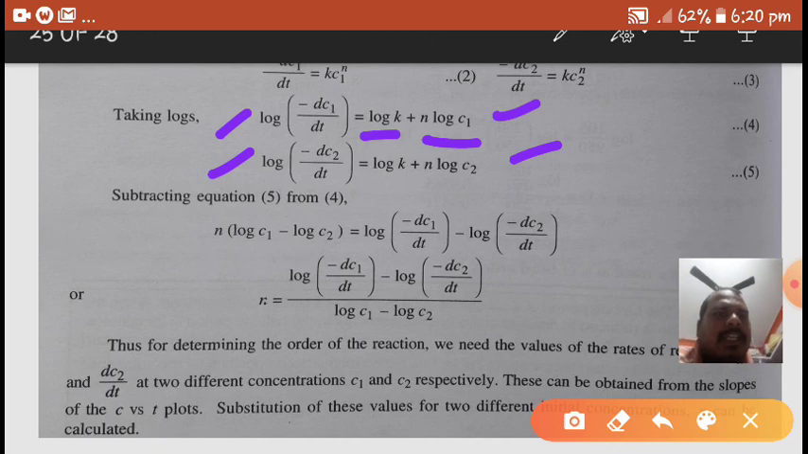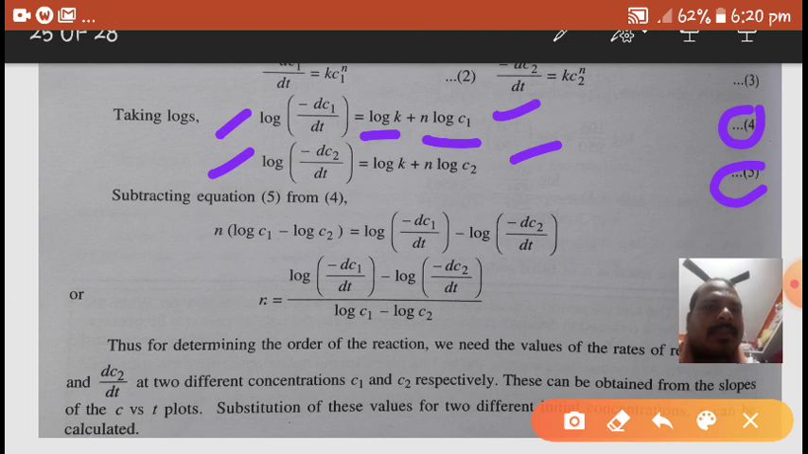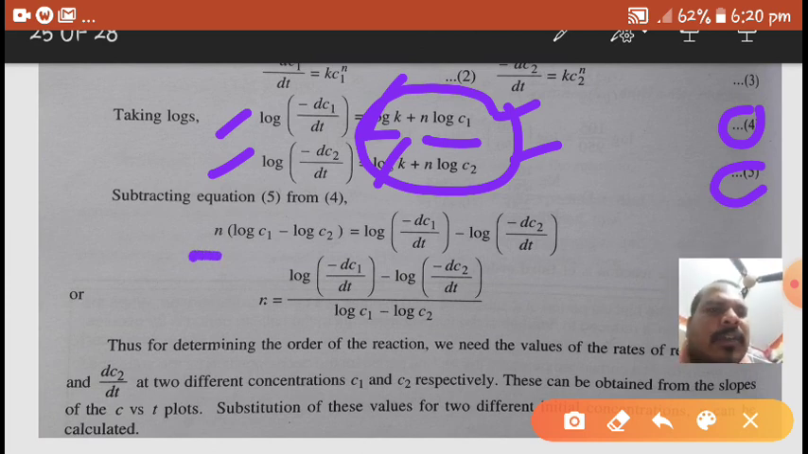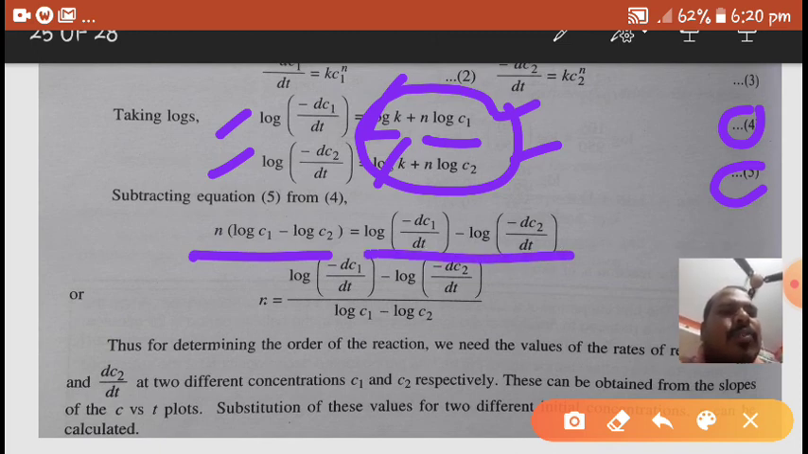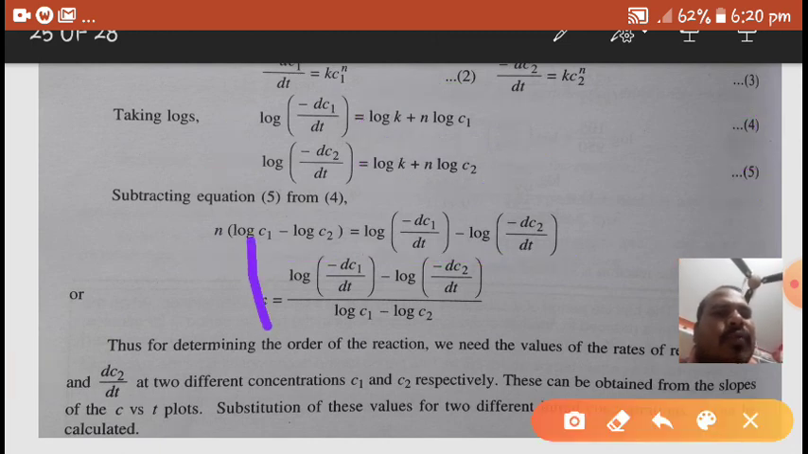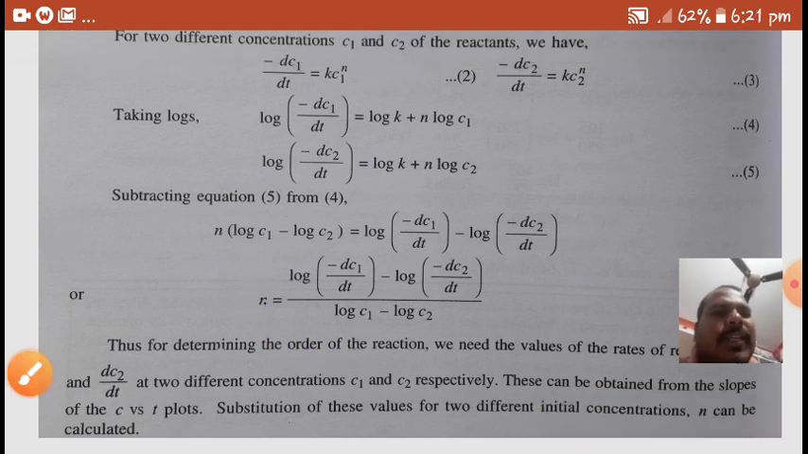So subtracting equation 5 from 4, on the right side log k and log k get cancelled, and we get this value from the right side of the equation, and this from the left side of both equations. By simplifying it, I move terms to the right side of the equation, so we get this equation.